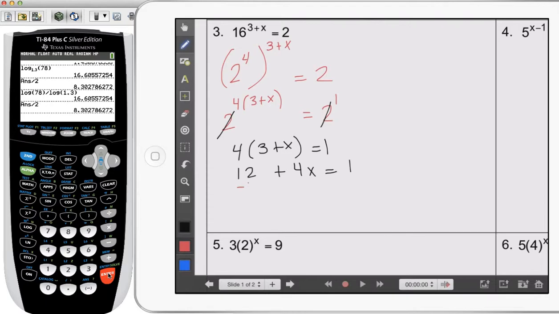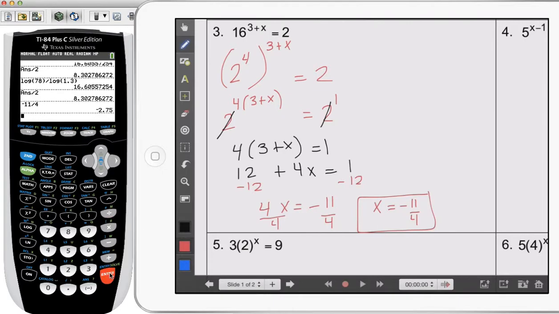Now remember, you want to find x, so isolate x. 1 minus 12 is negative 11. You need x, so divide both sides by 4. So x is equal to negative 11 over 4, or whatever that is. Let's find it. So my final answer is going to be negative 2.75. Now this is how you do it algebraically.